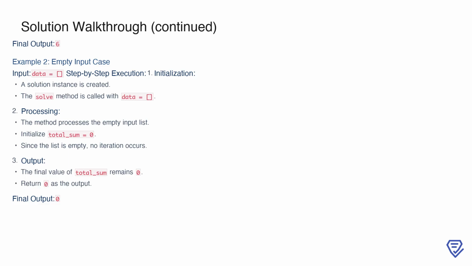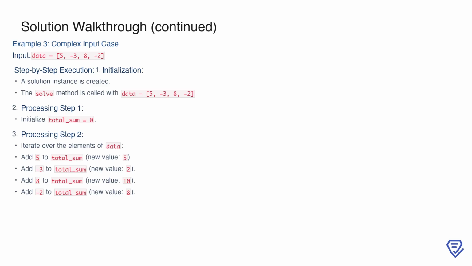Now, in the second example, we explore how the method handles an empty input list. When the solve method is called with an empty list, it again initializes total_sum to 0. Since the input list is empty, there are no elements to iterate over, so no additions are performed. As a result, the value of total_sum remains unchanged at 0. This value is then returned as the output, which correctly represents the sum of an empty list. The final output for this case is 0.